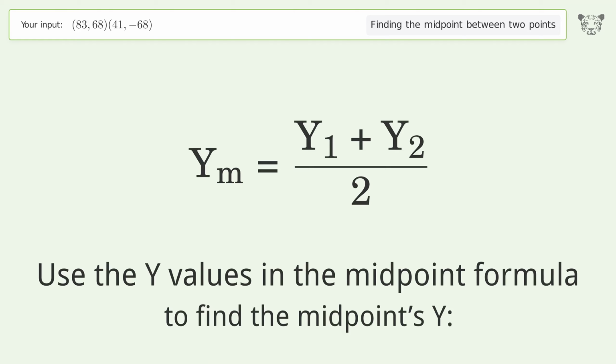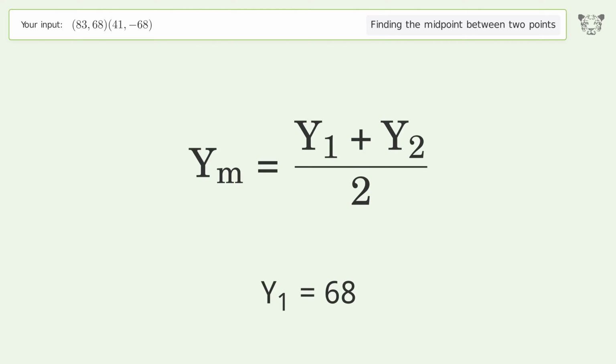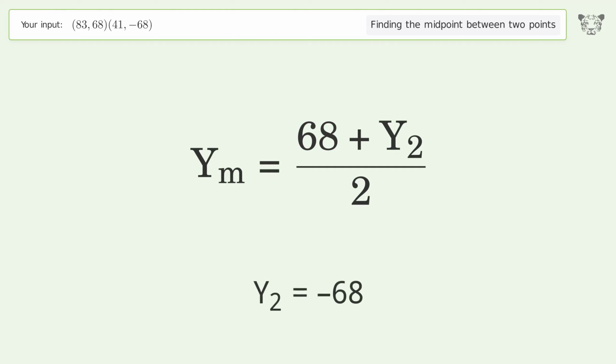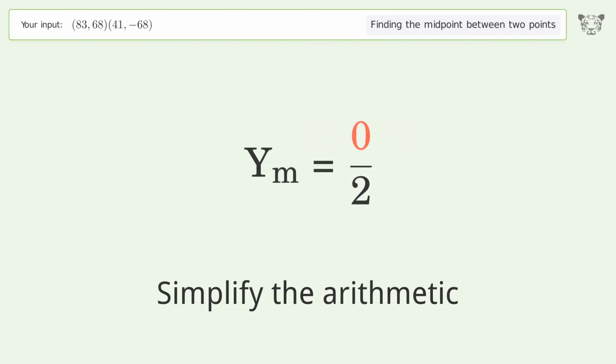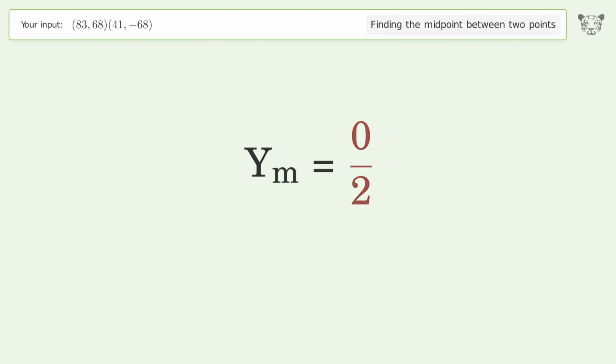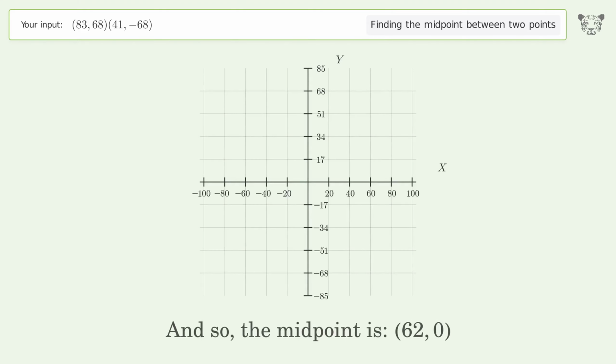Use the y values in the midpoint formula to find the midpoint's y. y1 equals 68. y2 equals negative 68. Simplify the arithmetic. And so, the midpoint is 62, 0.